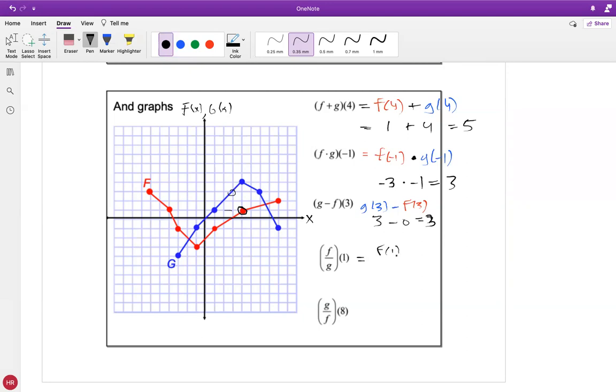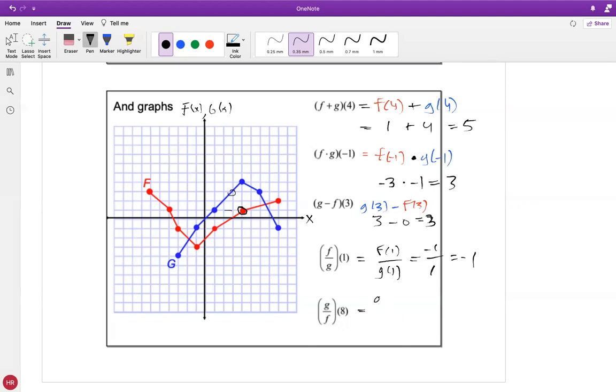This is f of 1 over g of 1. Remember, we've got to be careful that g of 1 is not equal to 0, because if it is, then we can't do this. F is the red function, so when x is 1, f of x is negative 1. G is the blue function. When x is 1, it's equal to 1. So this whole thing is negative 1.